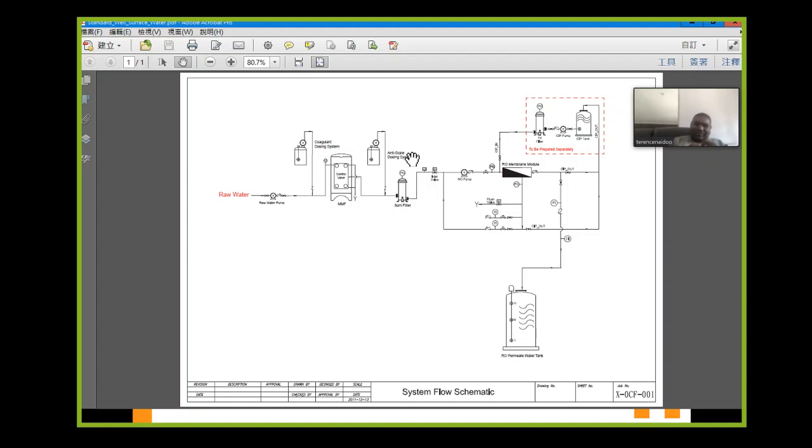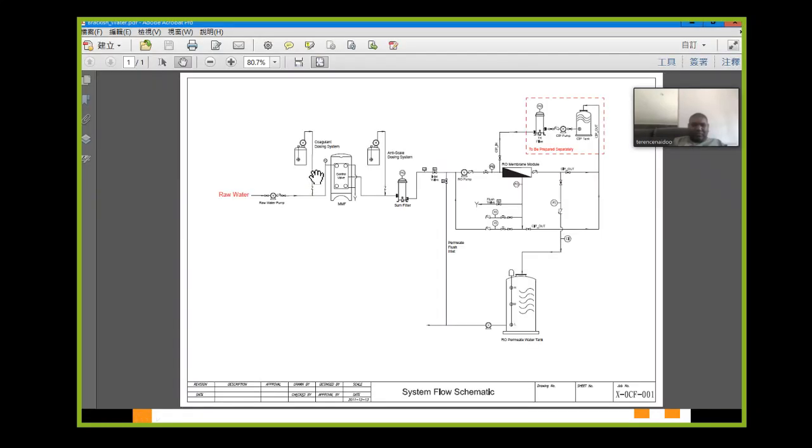So scale can actually happen more easily when TDS is between 500 to 2000 ppm. Okay, the higher the TDS you have, actually the scaling potential, you don't need to worry that much. Okay?